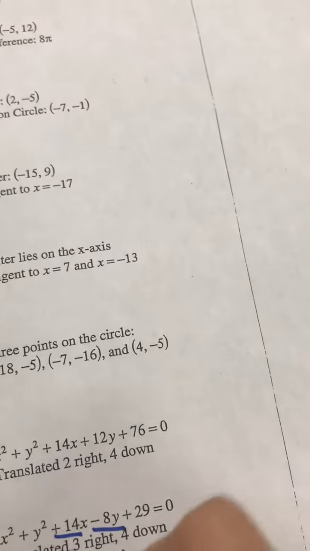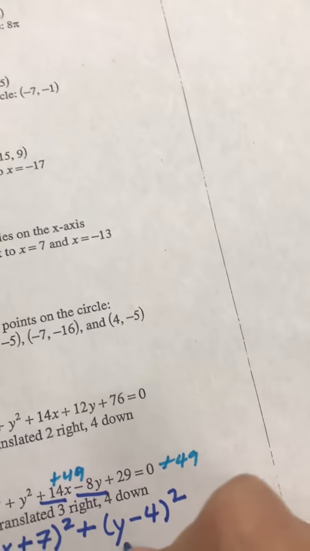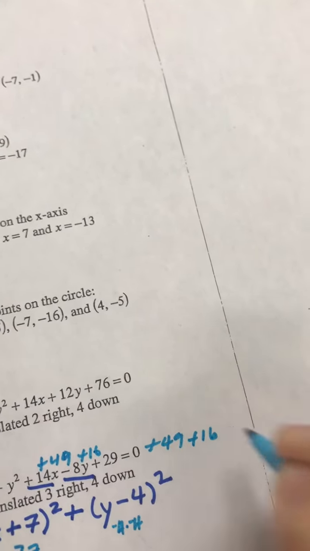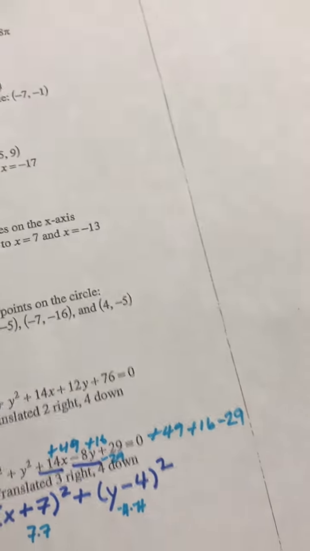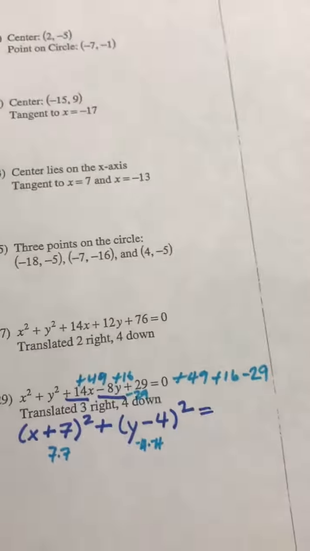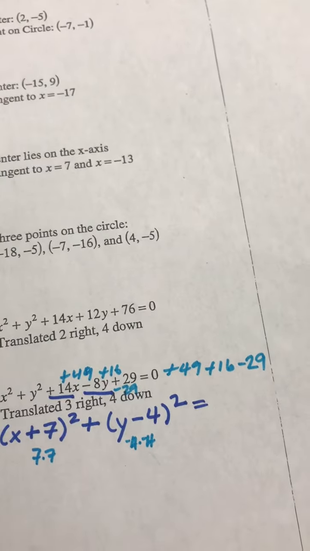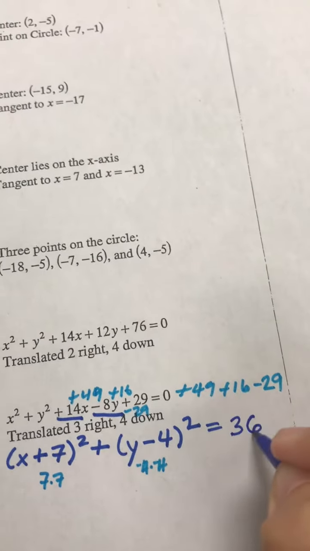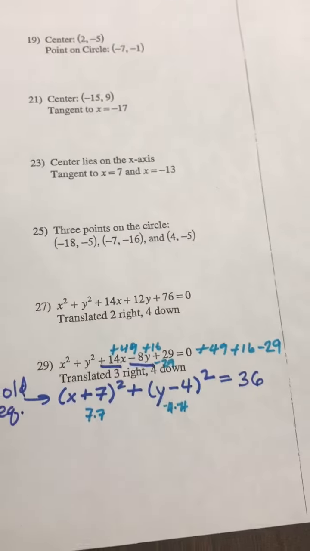Okay, so 7 times 7 is 49. Let's add 49 to both sides. And negative 4 times negative 4 is positive 16. And the 29 goes over there to help me figure out the radius. Okay, so let's combine all those pieces together. 36. Okay, so this is my old equation, and we need a new equation.